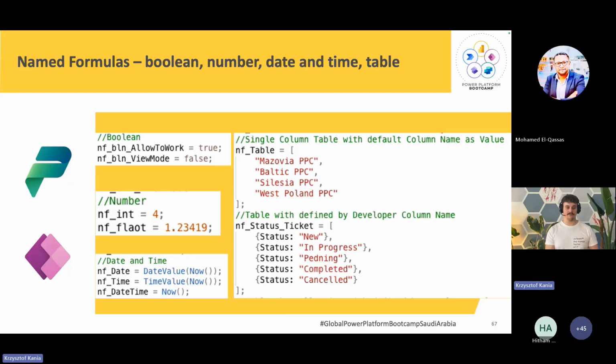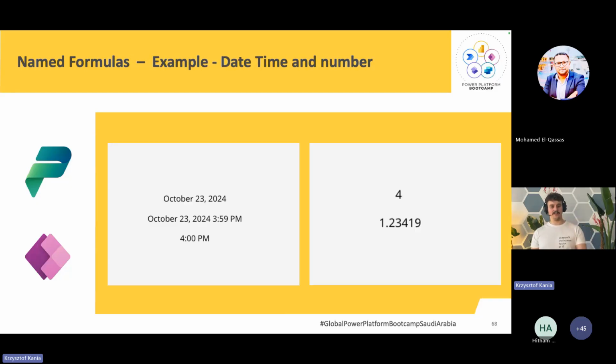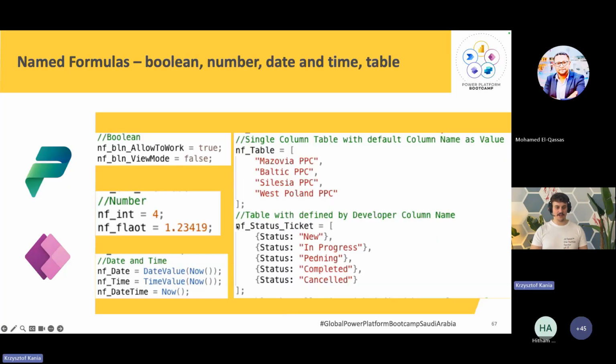So let's go for the example. I initialized those items on the same screen. Here on the left side, we have date, date time, and just time. And here we get the number and the float. So can you spot a small difference here? It is really crucial. Look at the code again.